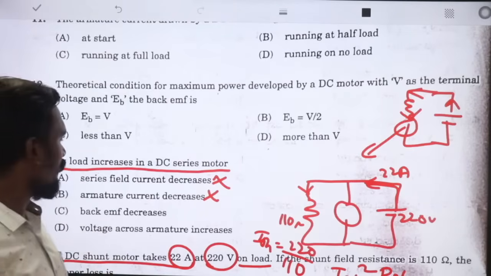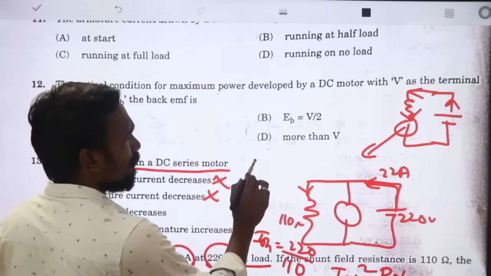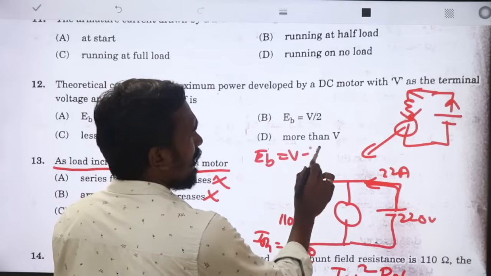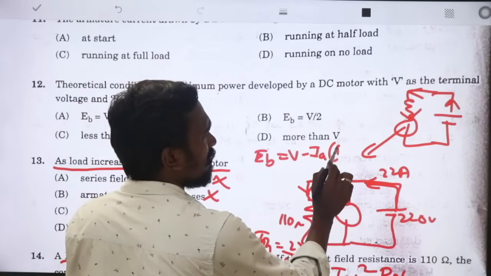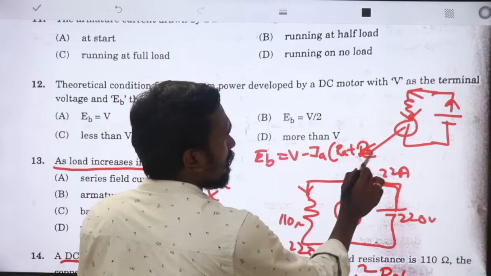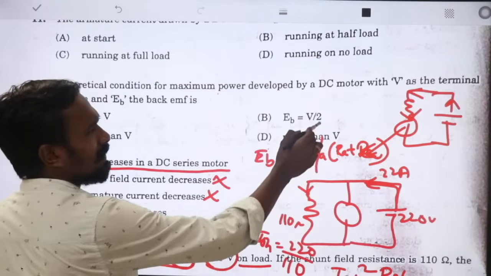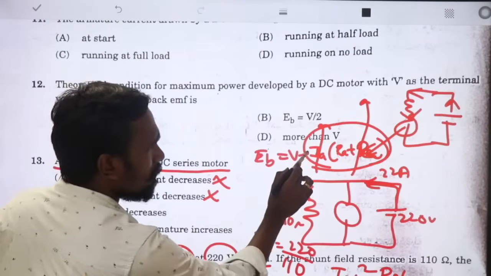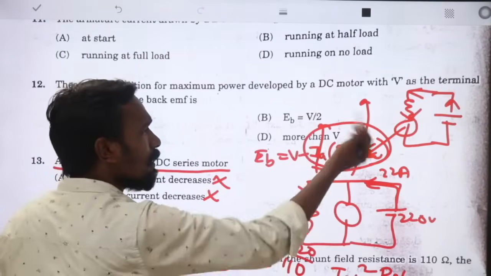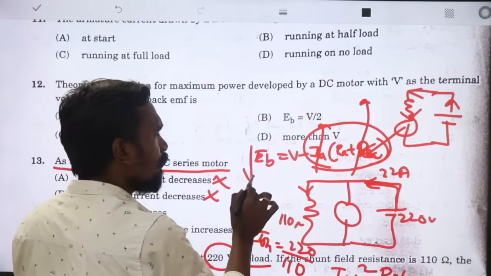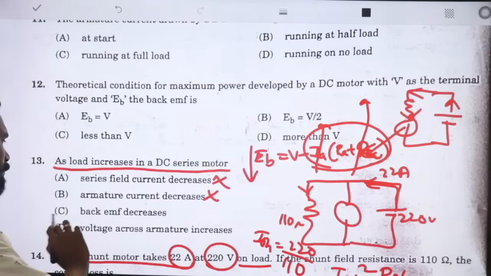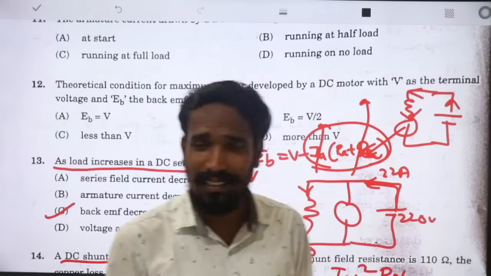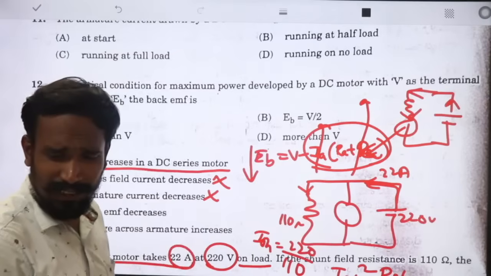The back EMF decreases. Back EMF Eb is equal to V minus Ia times Ra plus Rse. When Ia increases, this total value increases. When the subtracted value increases, the back EMF will decrease. Yes, 100% correct answer: the back EMF will decrease. Very good.